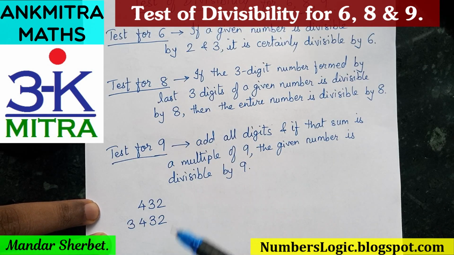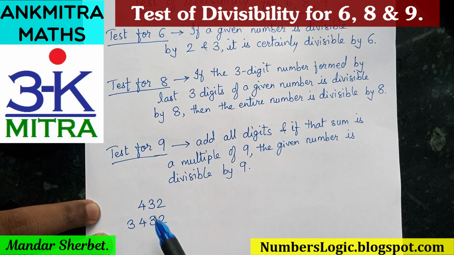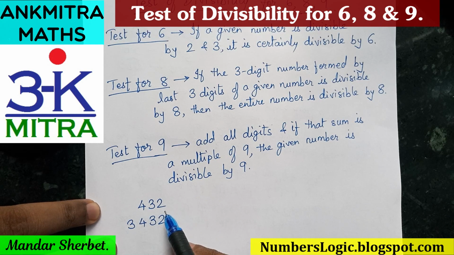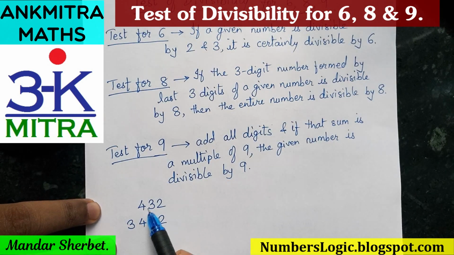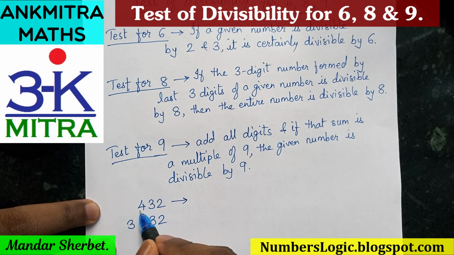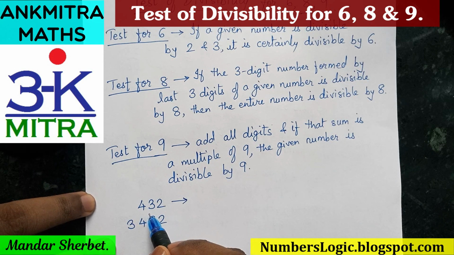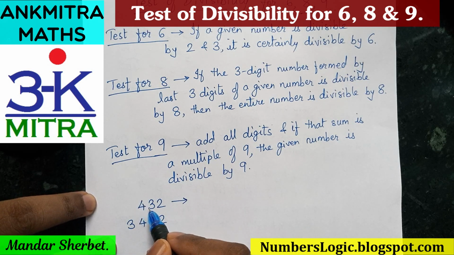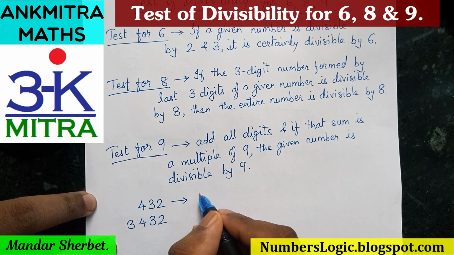Let's apply these tests for divisibility for 6, 8 and 9 to these two numbers, so you get a better idea. The first number is 432. For the test for 6, we need to apply the tests for 2 and 3. This 432 is an even number as it has 2 in the units place, so it is divisible by 2 for sure. We'll add up all the digits to find out whether it is divisible by 3 or not. 4 plus 3 is 7. 7 plus 2 is 9. 9 is a multiple of 3. So this number is divisible by both 2 as well as 3, so it will be divisible by 6 for sure.